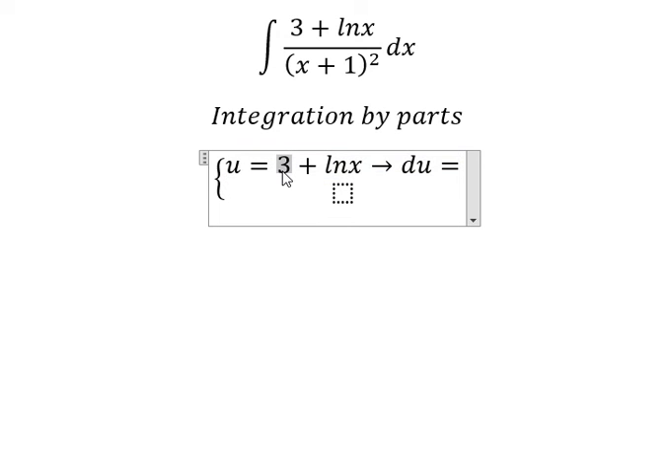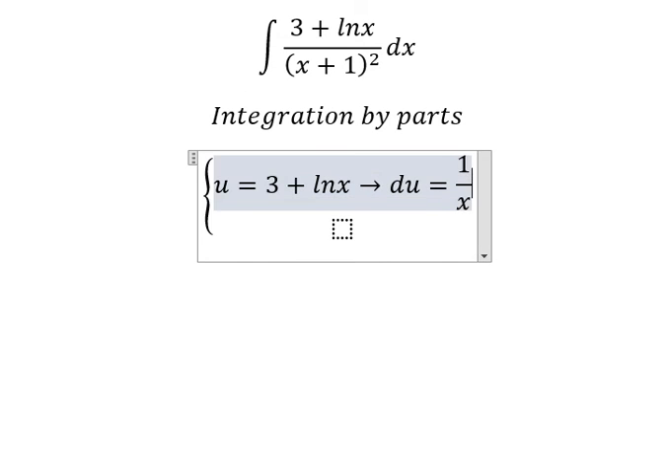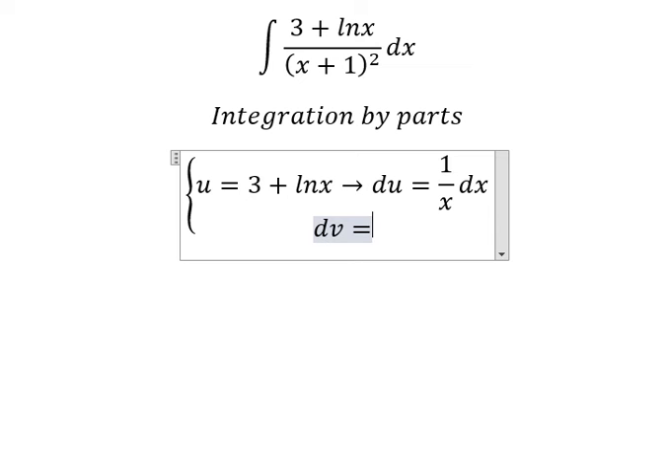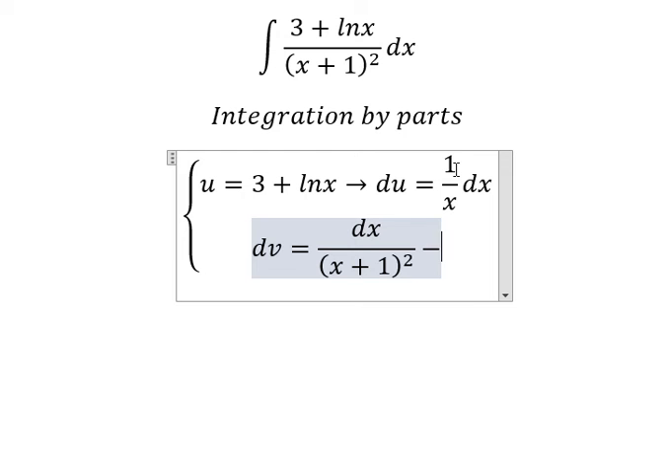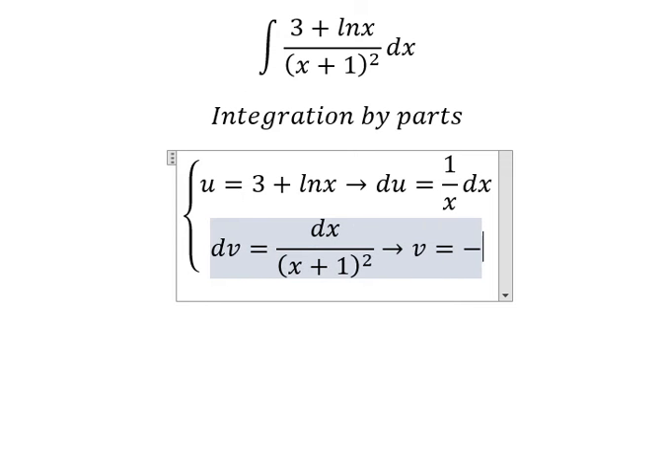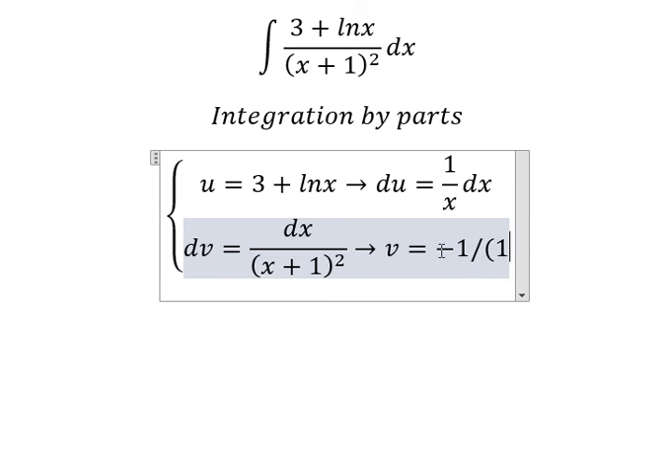The first derivative of the number 3, this is a constant, so you get 0. The first derivative of ln x, we have 1 over s. ds is dv, so we have ds over (s plus 1) to the power of 2. So the integration of this one, we have v equals negative 1 over (1 plus s).